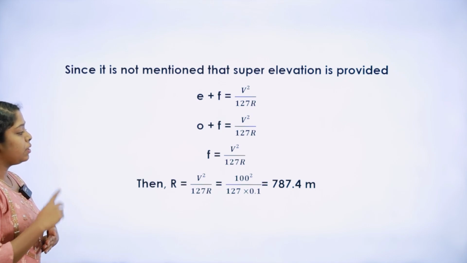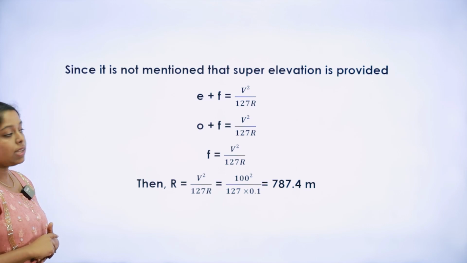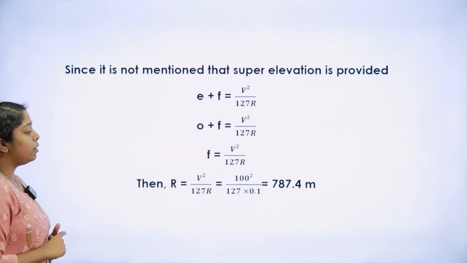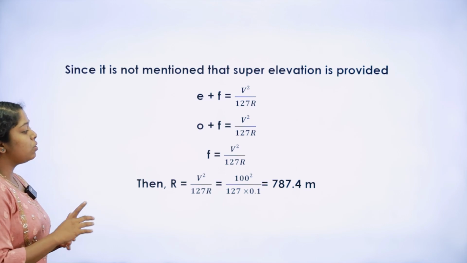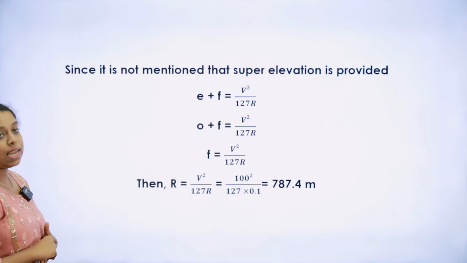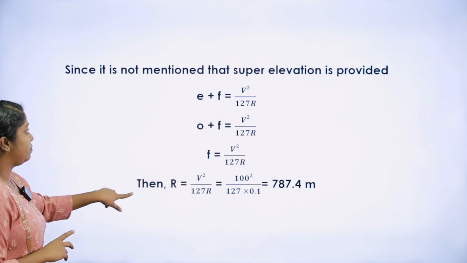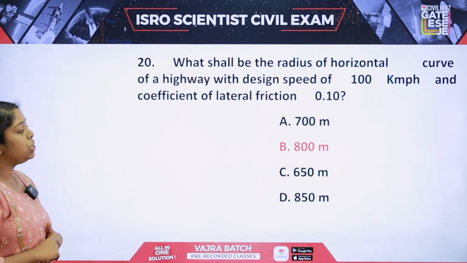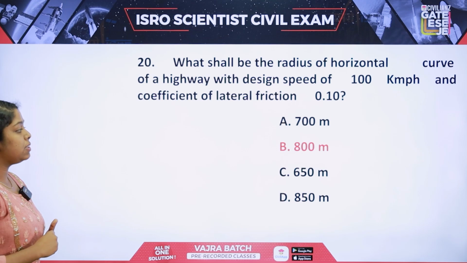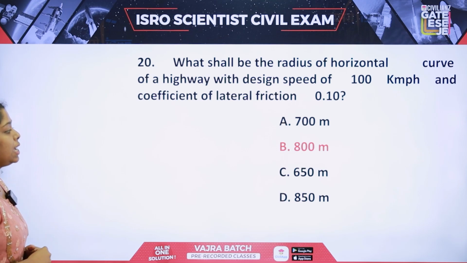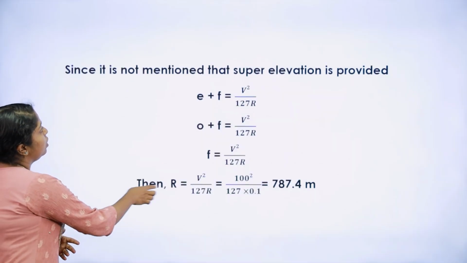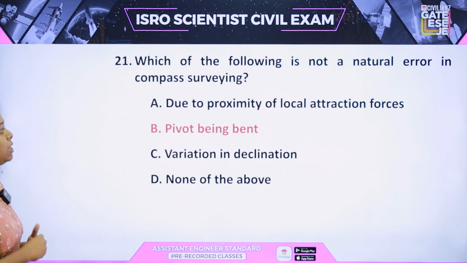So from that we will put 100 as V and 0.1 as F. So we will obtain the value as 787.4 meter. That is option B. That is the approximate answer. So option B is the right answer, 800 meter. Moving on to the 21st question.